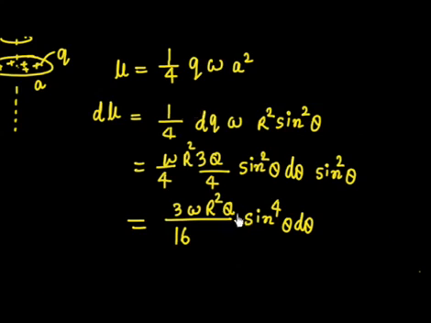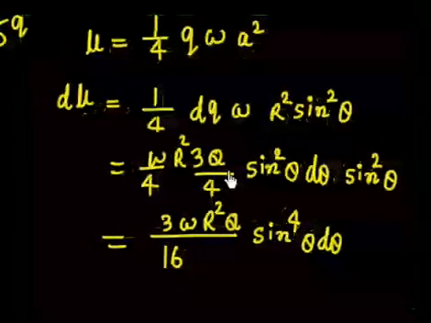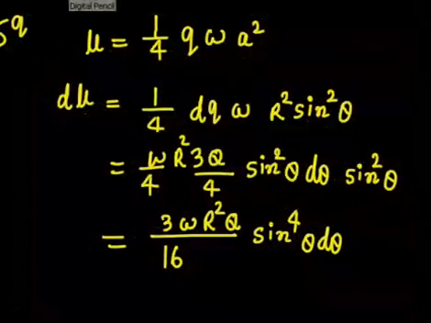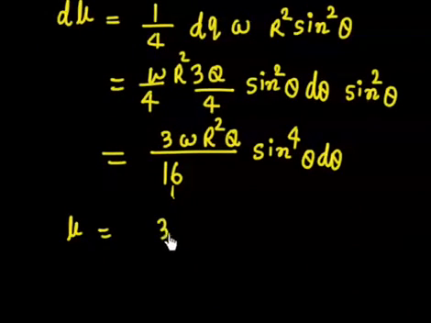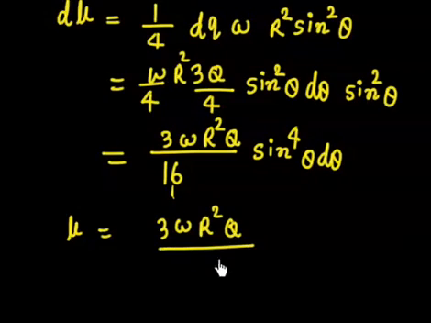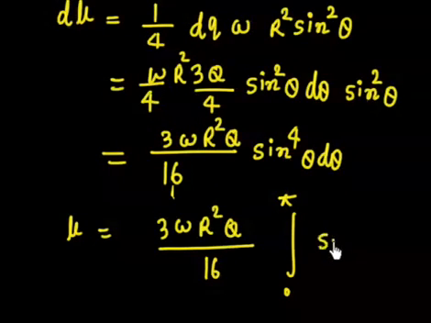So this is the magnetic moment you will have. Now you have to integrate this one, and then you will get the total moment. So if you want to get the total moment, you have to integrate this thing. So this is 3 omega r square Q divided by 16, and then you have to integrate from 0 to pi sine 4 theta d theta. Are you getting or not?